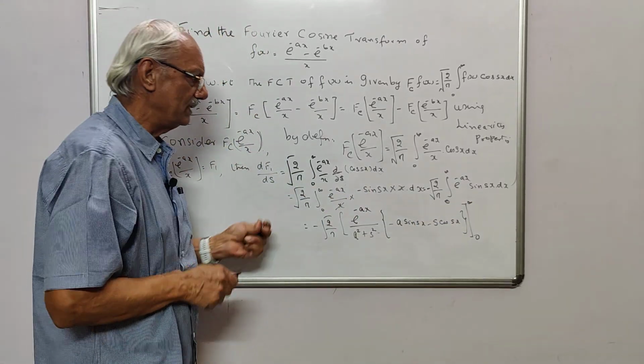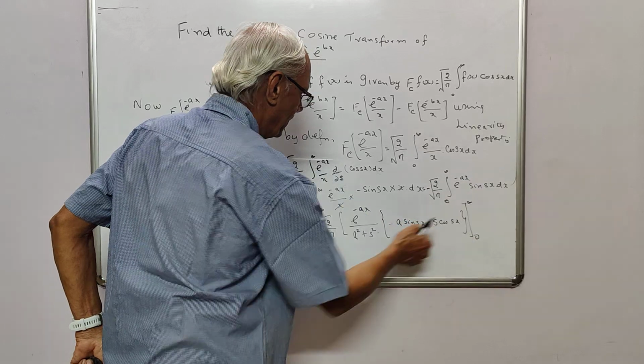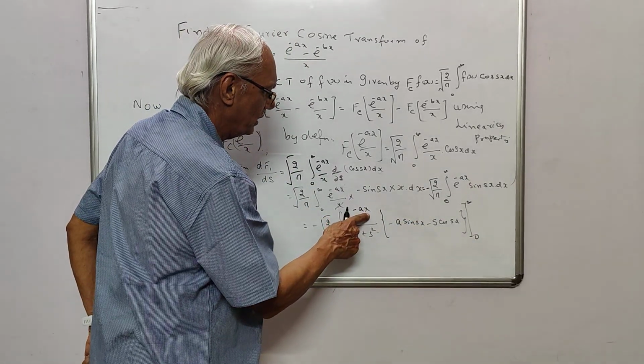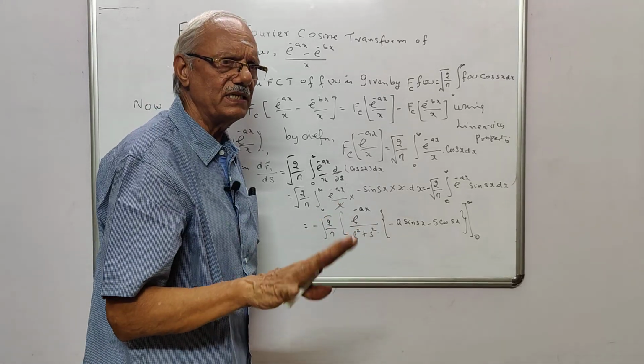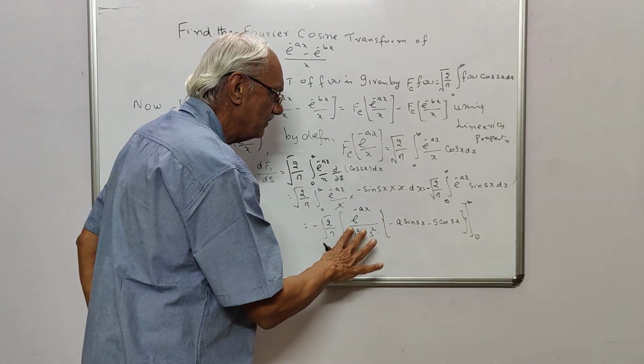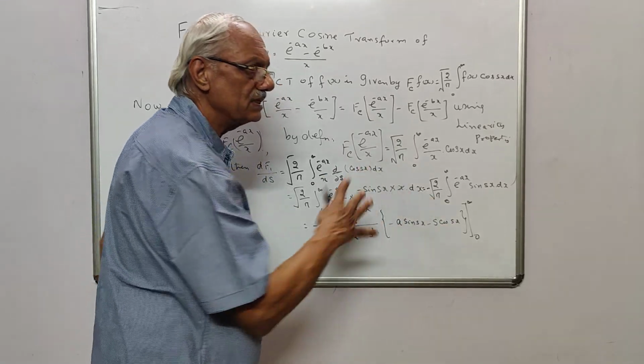Now you have to apply the limit. If you apply the upper limit, it is infinity. If you put x equal to infinity, e to the power of minus infinity is 0. E to the power of minus infinity, so minus infinity into anything is 0.